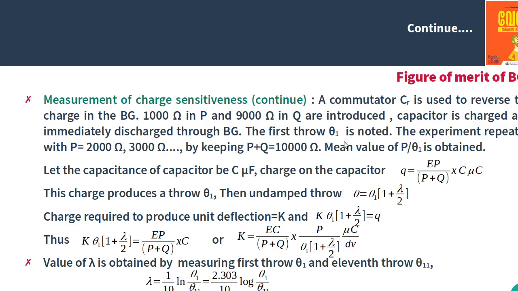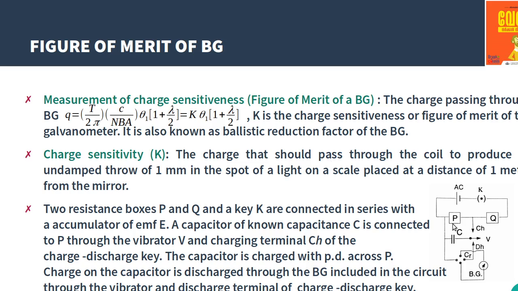So what we do is we first take 1000 ohm in P and 9000 ohm in Q. Then we will establish this connection first. Then the current will flow through this. The current is E, the EMF I took, divided by P plus Q. The potential across P is E divided by P plus Q, times P. That is, EP divided by P plus Q is the potential across this P.